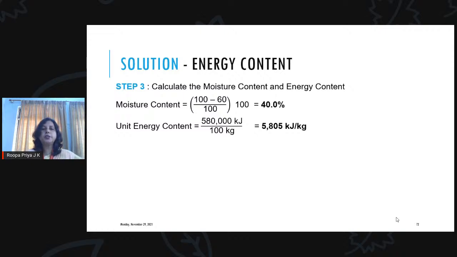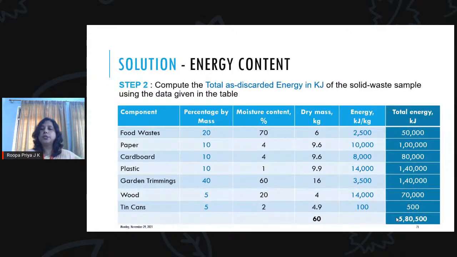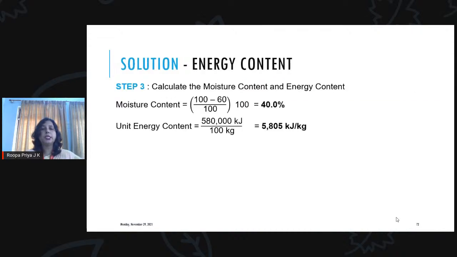Now the unit energy content is calculated using both the total energy content and the quantity of the solid waste mass, that is 100 kg of the solid waste mass we have in this particular question. According to this calculation, the unit energy content is 5,805 kilojoule per kg. Here we have considered the total energy calculated in the last column, 5,80,500 kilojoule, so the same value has been used here.